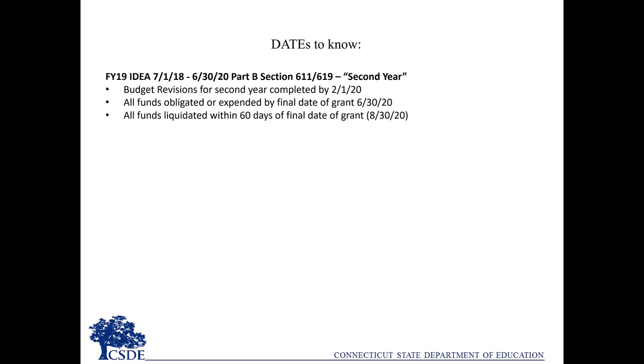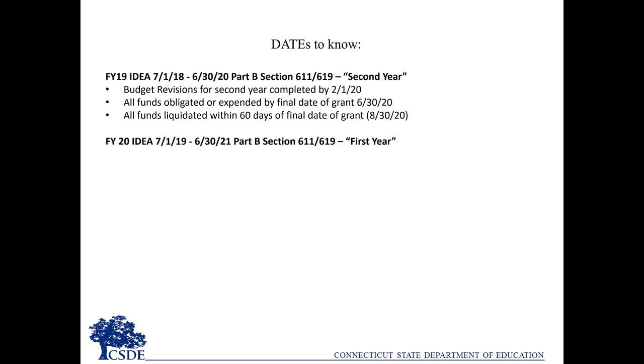All funds are to be obligated and expended by the final date of 6/30. You want to obligate, to say what those monies are going to be for, and then be liquidated 60 days after that grant period. So around the end of August is what we're talking about.